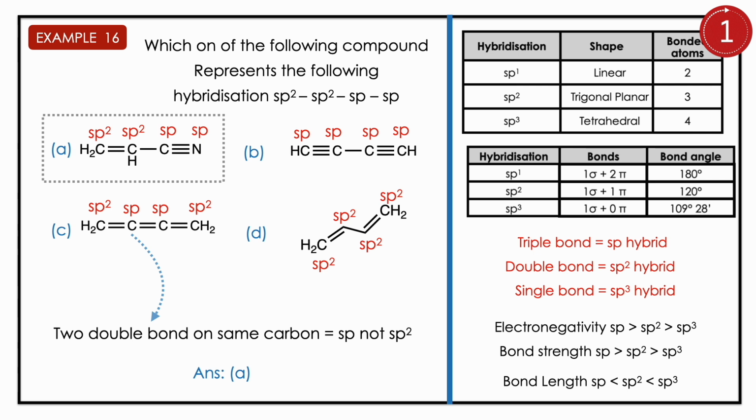If you look at C, the first carbon is double bonded, the second and third will be sp because both carbons are connected with two double bonds, and the fourth carbon will be sp2. So that is not our answer. If you look at D, all carbons are double bonded, all are sp2. So our answer will be A: sp2, sp2, sp and sp. The concept you have to learn here is that a carbon connected with two double bonds has sp hybridization, not sp2 hybridization.